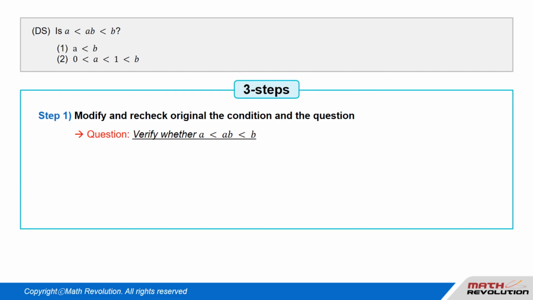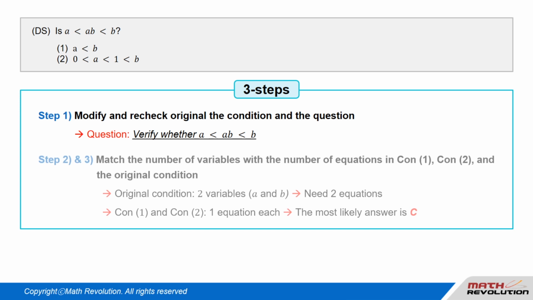Let us follow the first step of the variable approach by modifying and rechecking the original condition and the question. We are required to verify whether A is smaller than A times B, which is smaller than B. Follow the second and third steps. From the original condition, we have two variables, A and B. To match the number of variables with the number of equations, we need two equations. Since conditions 1 and 2 will provide one equation each, C would most likely be the answer.